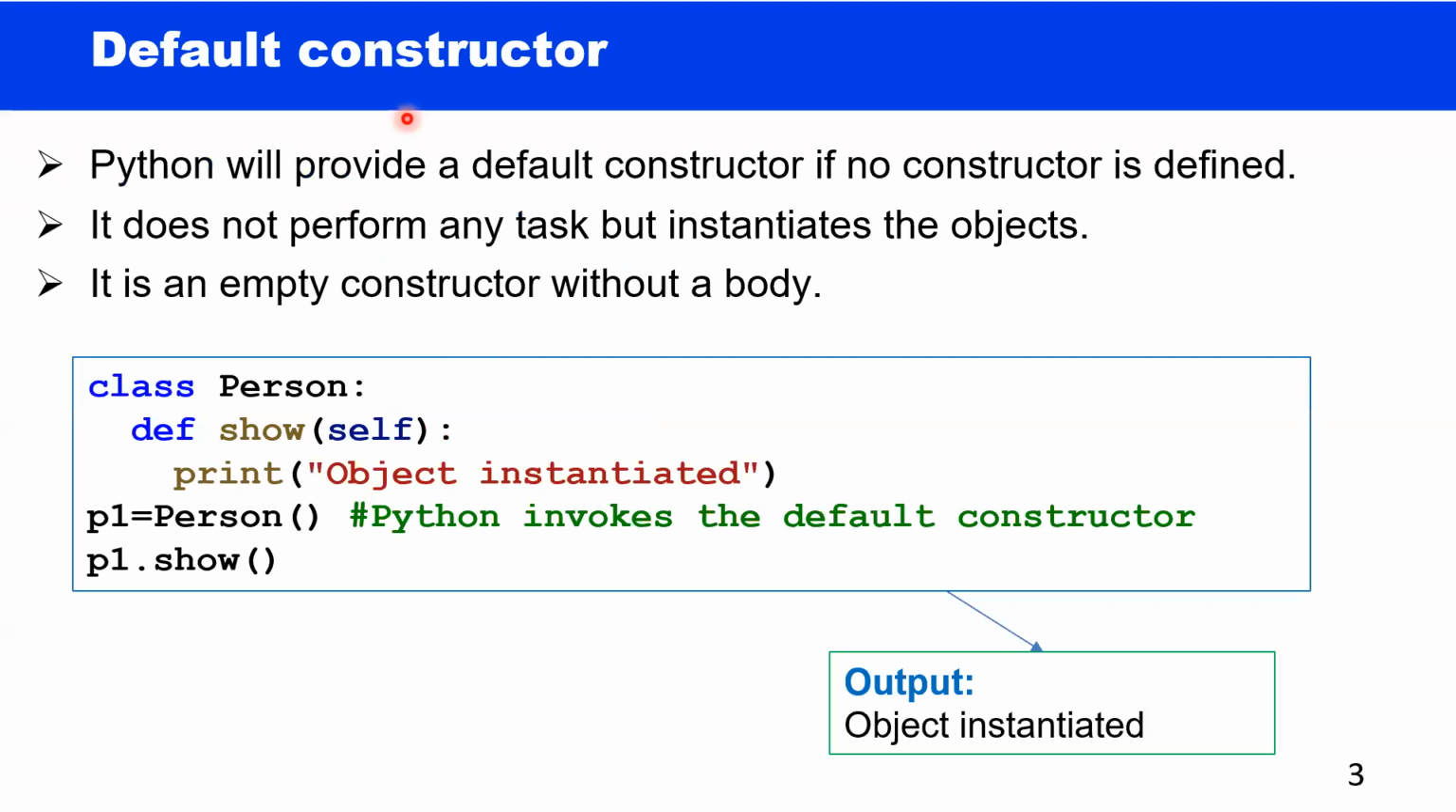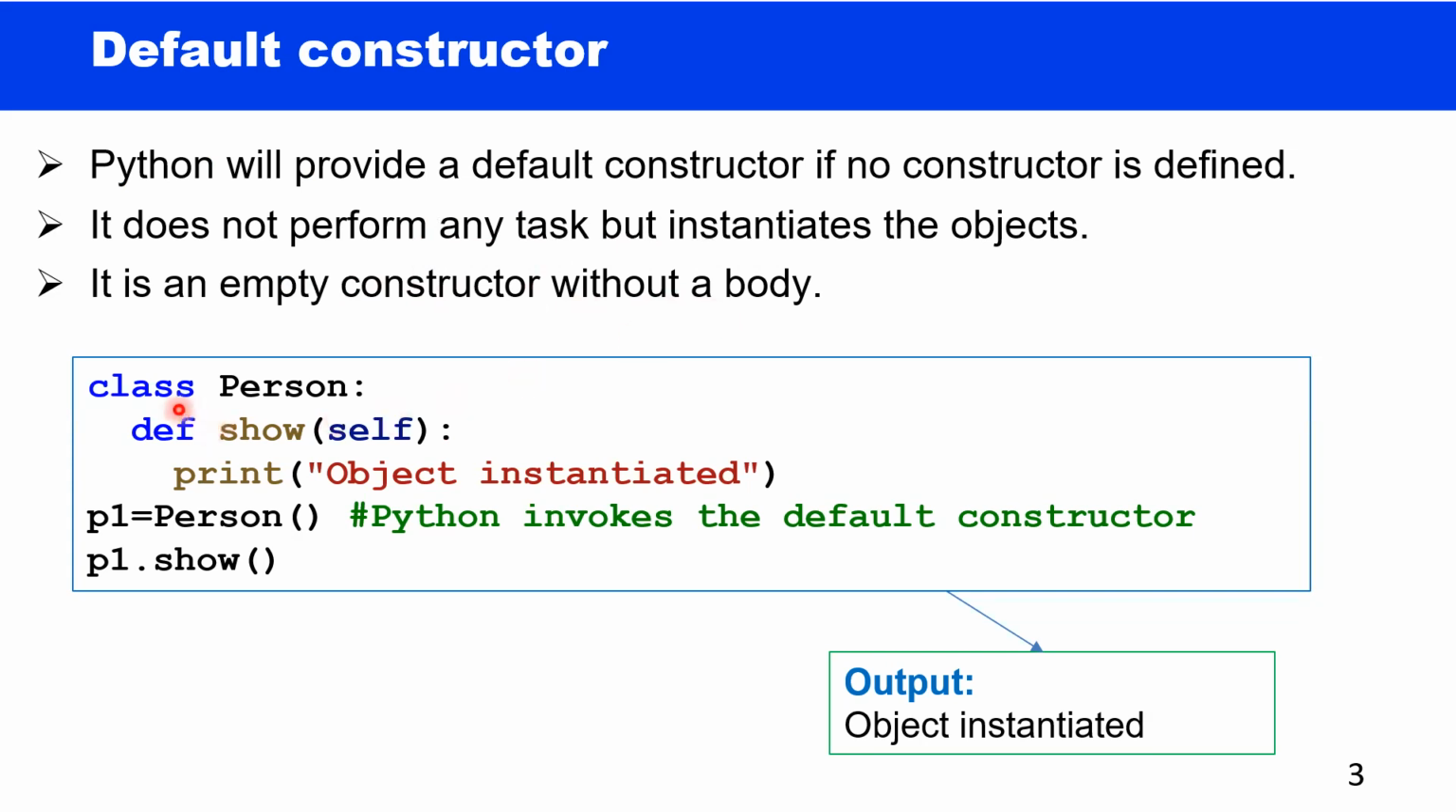The first one is the default constructor. Python provides a default constructor if no constructor is defined in the program. It does not perform any task, but it simply instantiates the objects. It is an empty constructor without any body within it.